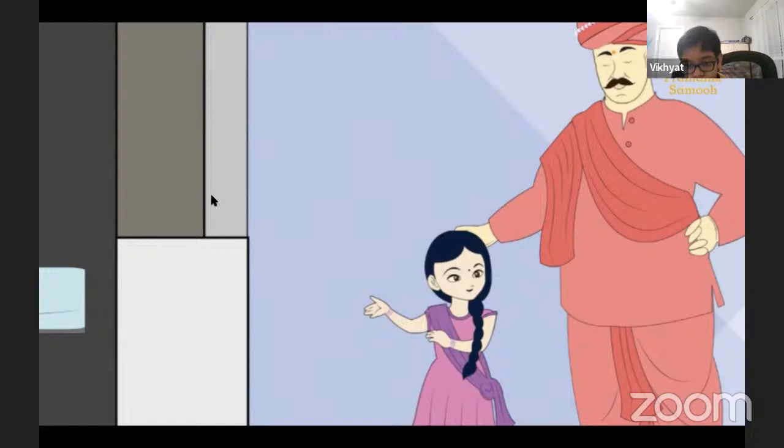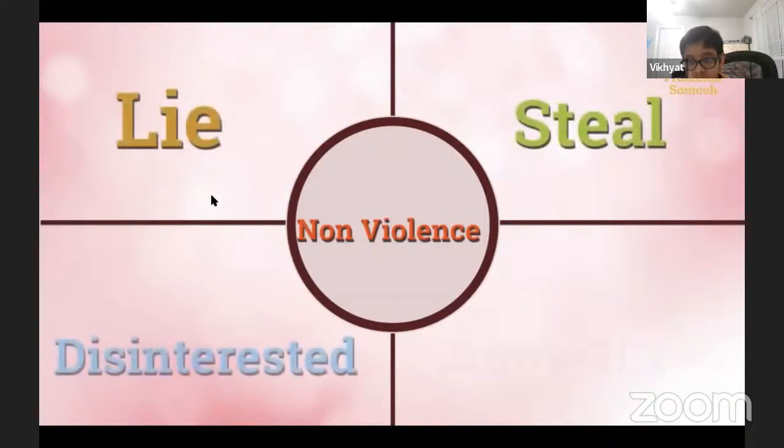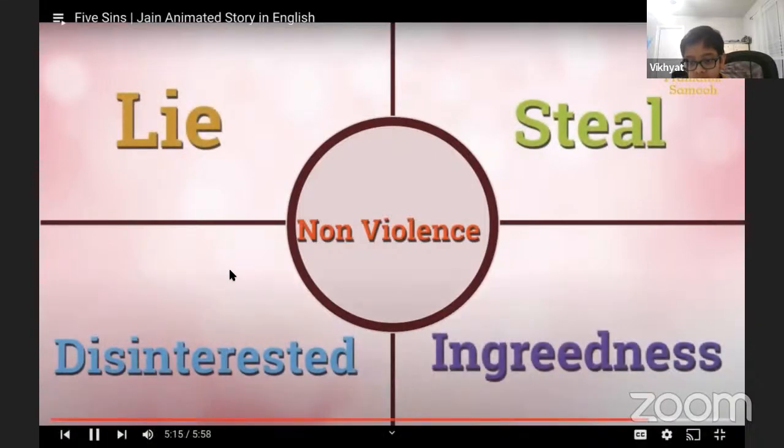Her father was very convinced and thought that these 5 sins are very dangerous and that they hurt a lot of people's feelings. We should all not do these sins or anything bad.